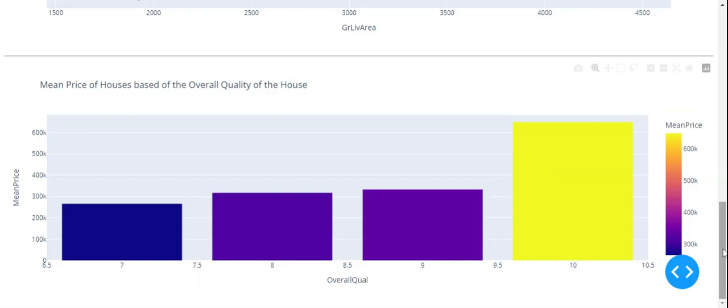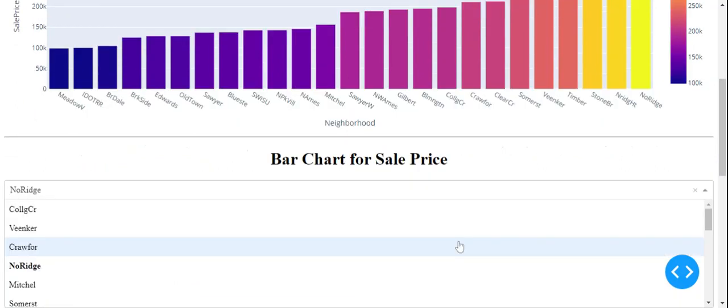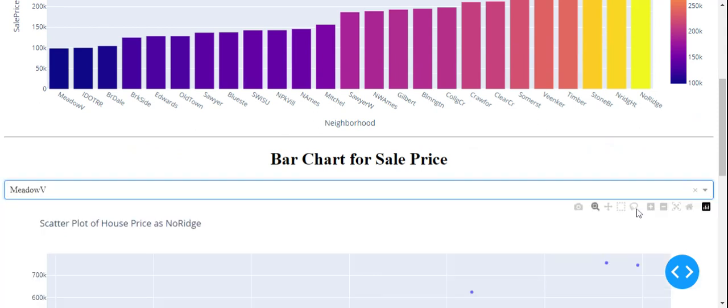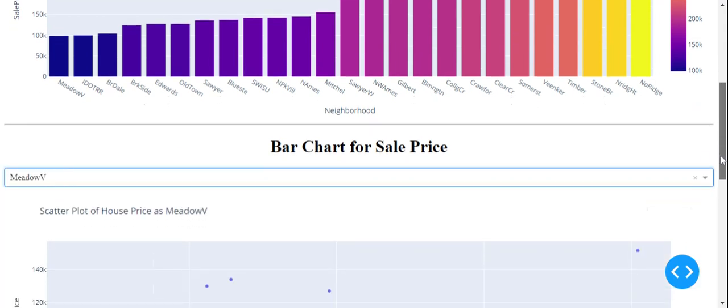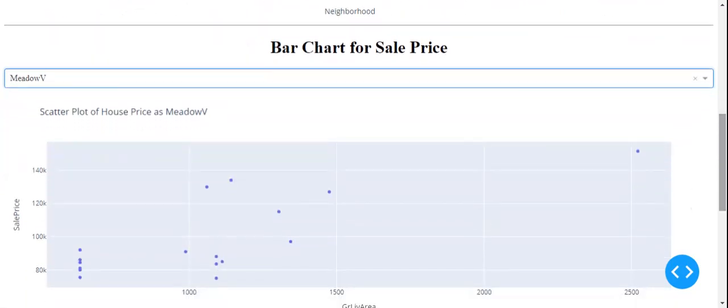If we look at another neighborhood, let's look at the sales price of houses in this neighborhood. In this drop down, here we are. Let's look at the distribution. When we plot the area against the price, we see it is also the same. As the price increases, the area of the living room also increases.